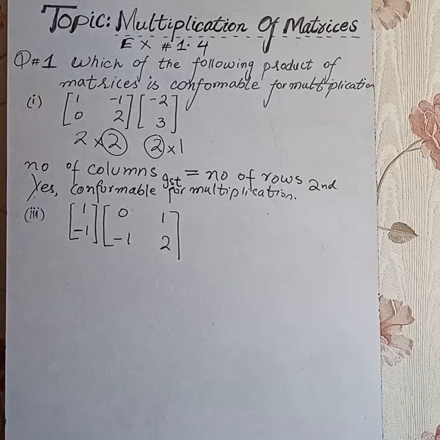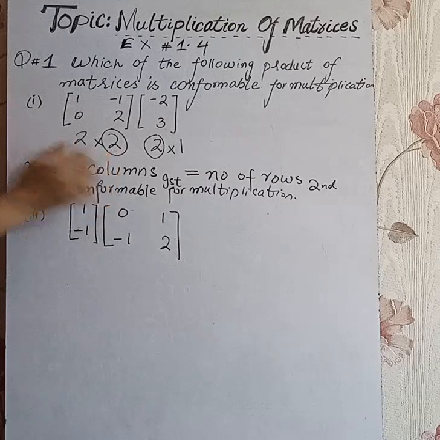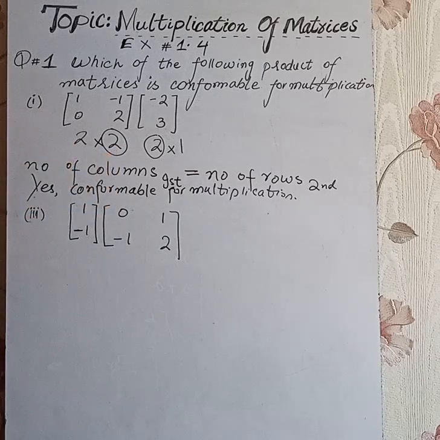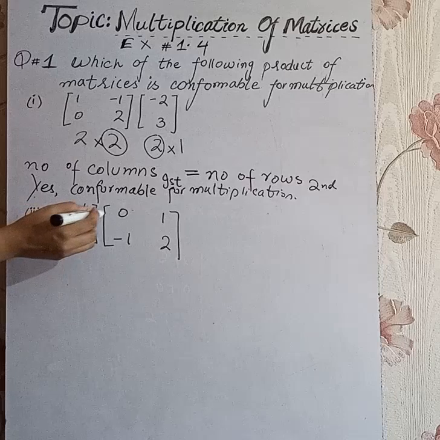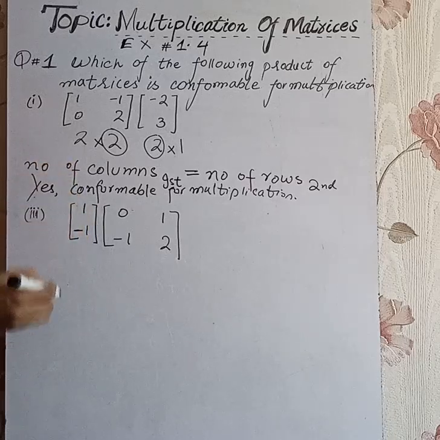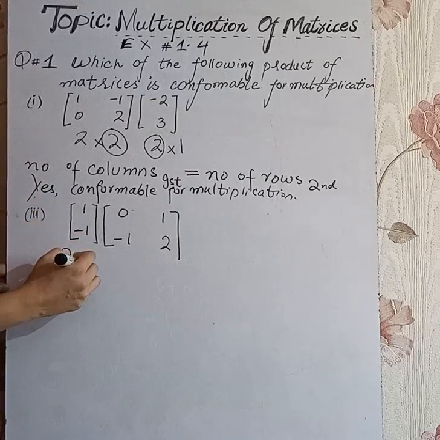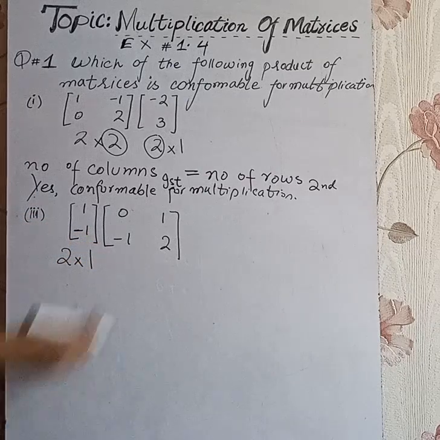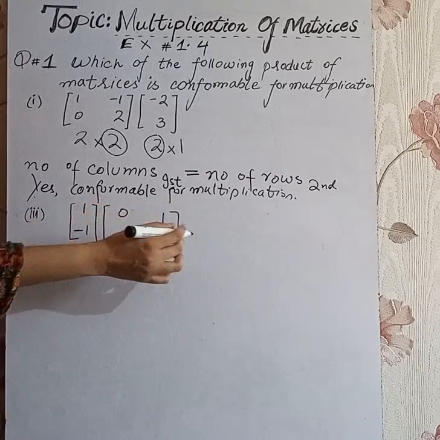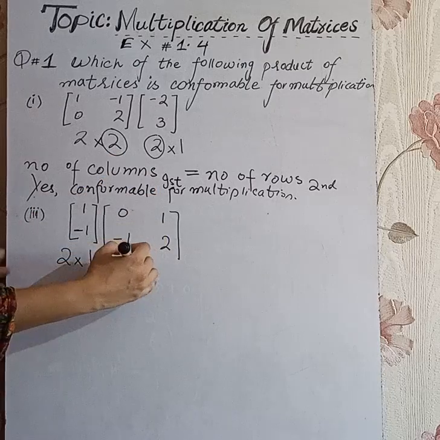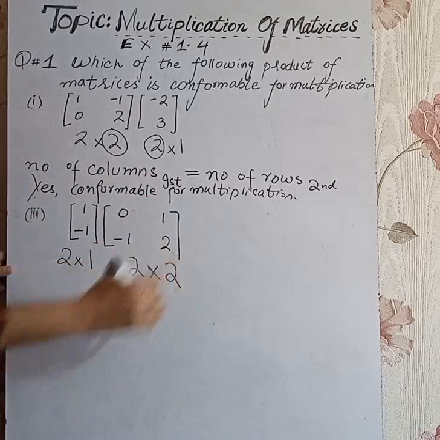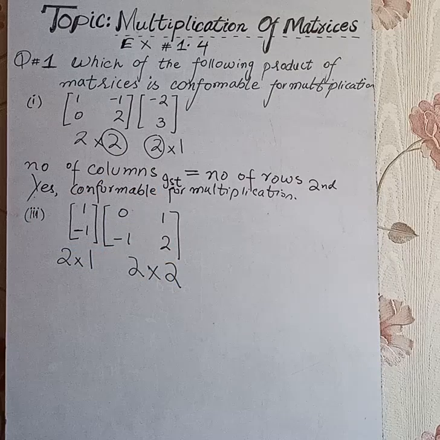So what do we have to check again? We have to check the number of rows and the number of columns of the matrix. The first matrix has 1, 2 rows and 1 column. Rows are the horizontal entries of the matrix and columns are the vertical entries of the matrix. So this has 2 rows and 1 column. The second matrix has 1, 2 rows and 1, 2 columns. It's 2 by 2.